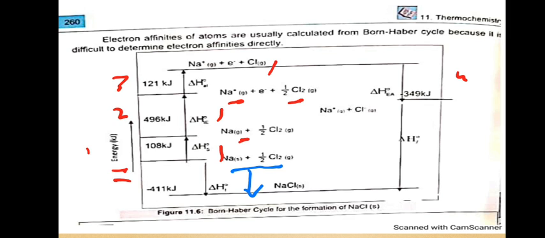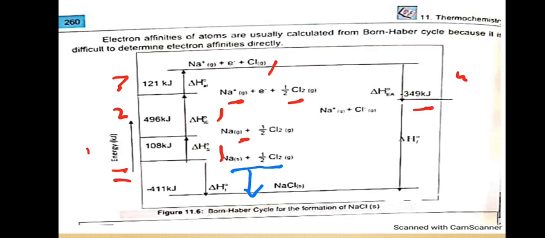Since energy is released during the process, around 349 kilojoules, you have shown this on the downward side, because energy is now becoming less in the case of the chlorine atom. When it picks up one electron, that is called electron affinity, it releases energy.